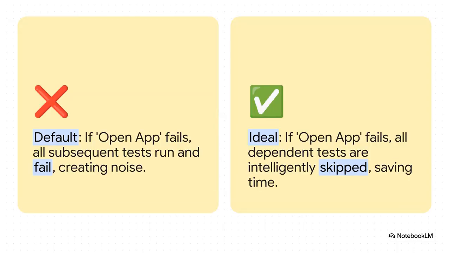And this slide really shows you the problem and the solution side by side. The default behavior is, well, not great. If that first open app test fails, TestNG just plows ahead and tries to run everything else. And of course, they all fail. But look at the ideal behavior. It's so much smarter. It sees that open app failed, recognizes the dependency, and just skips the rest. Now that gives you a clean, useful report that points you right to the real problem.